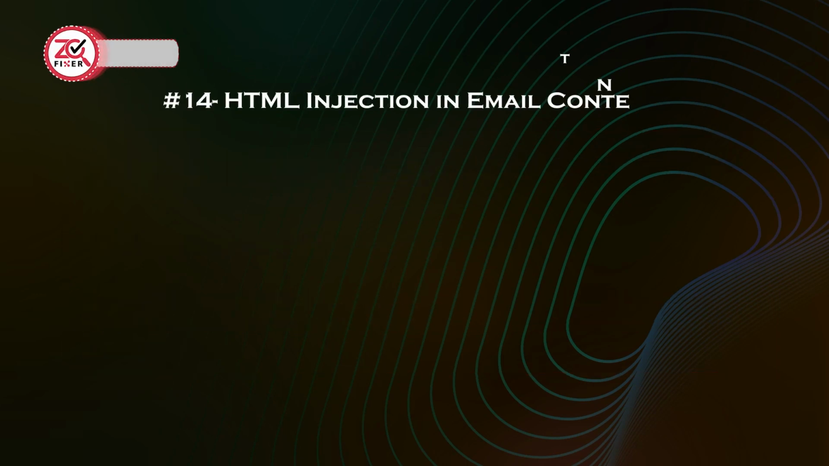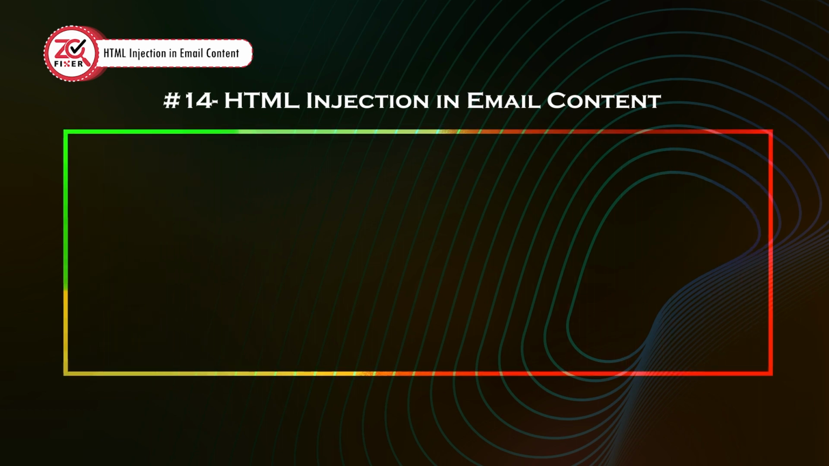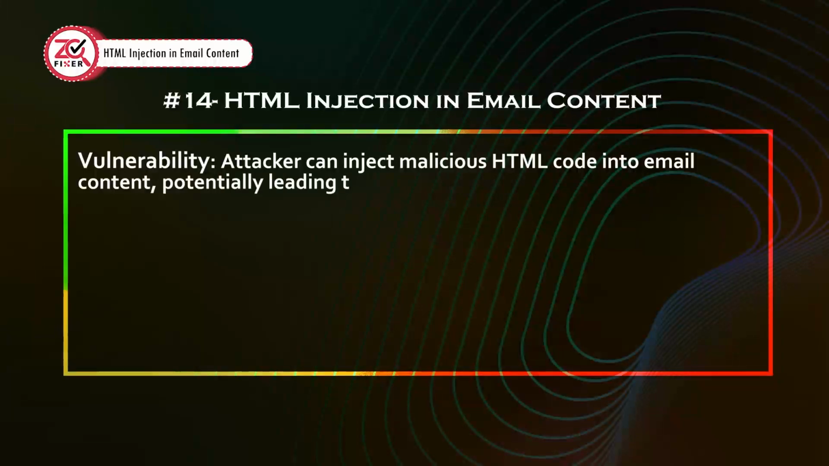Number 14, HTML injection in email content. Vulnerability: attacker can inject malicious HTML code into email content, potentially leading to phishing or XSS attacks.